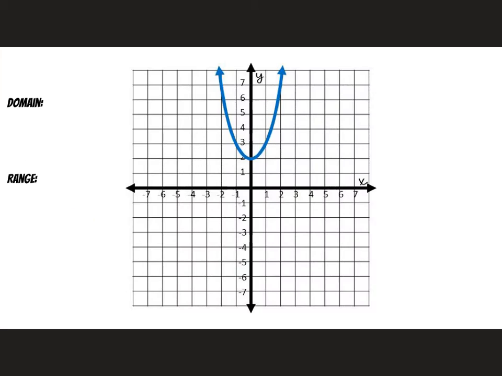So bear with me. Let's do another example. The domain, we know we're going to be moving along the x-axis here. These two arrows, again, show us that it's going to eventually catch every single value on this x-axis. So the domain, again, is all real numbers, which in turn is negative infinity to positive infinity.